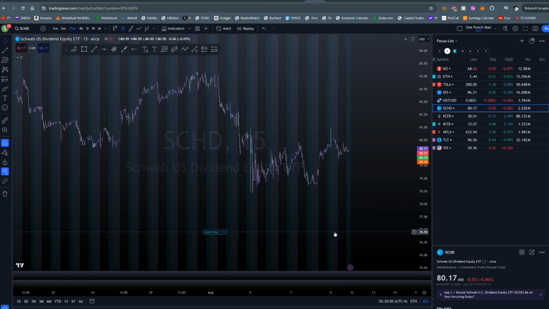Where I'm going to start DCing right here. Could we go from here? Absolutely, but I'm not interested in it up here. I want to start DCing down here. At least add in 30% and then I'll start my daily DCA.